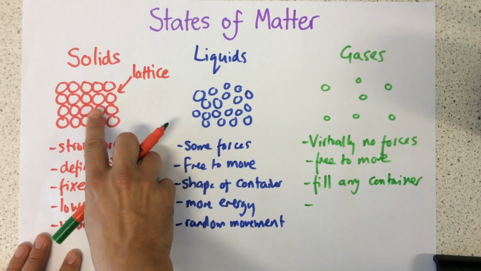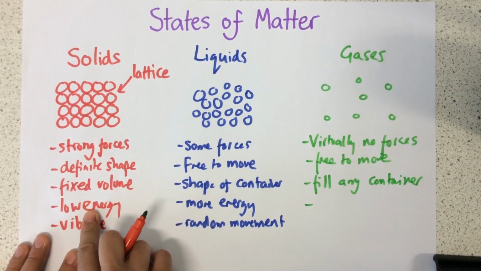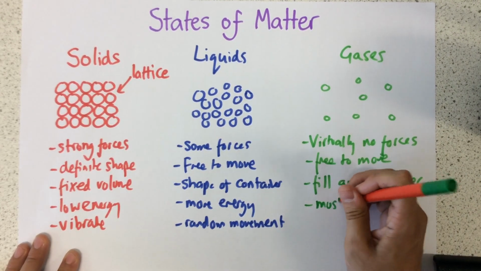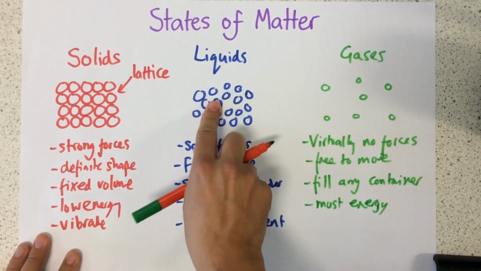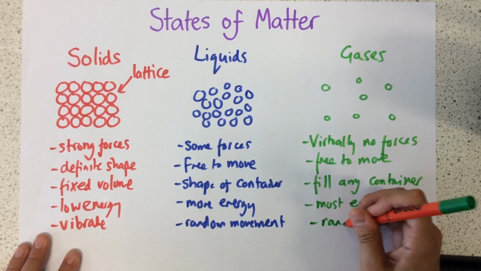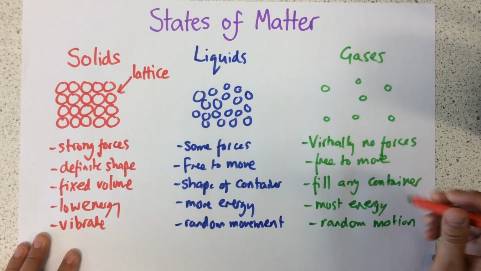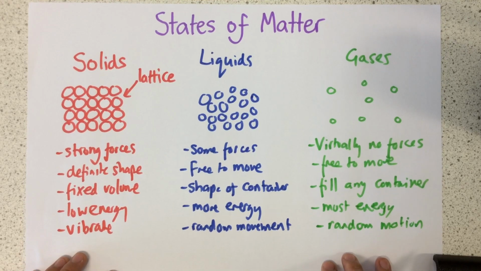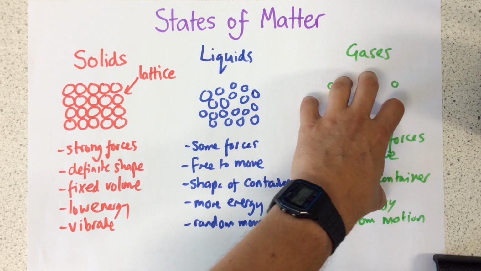Now, out of the 3, let's say this was the same substance, the particles in a solid have the lowest energy, the particles in a liquid have more energy, the particles in a gas have the most energy. So each particle is much more energetic than either solids or liquids. And finally, just like in liquids, we have random motion or random movement. So these particles are moving around in random directions. So that is the difference between the 3 states of matter: solids, liquids and gases.